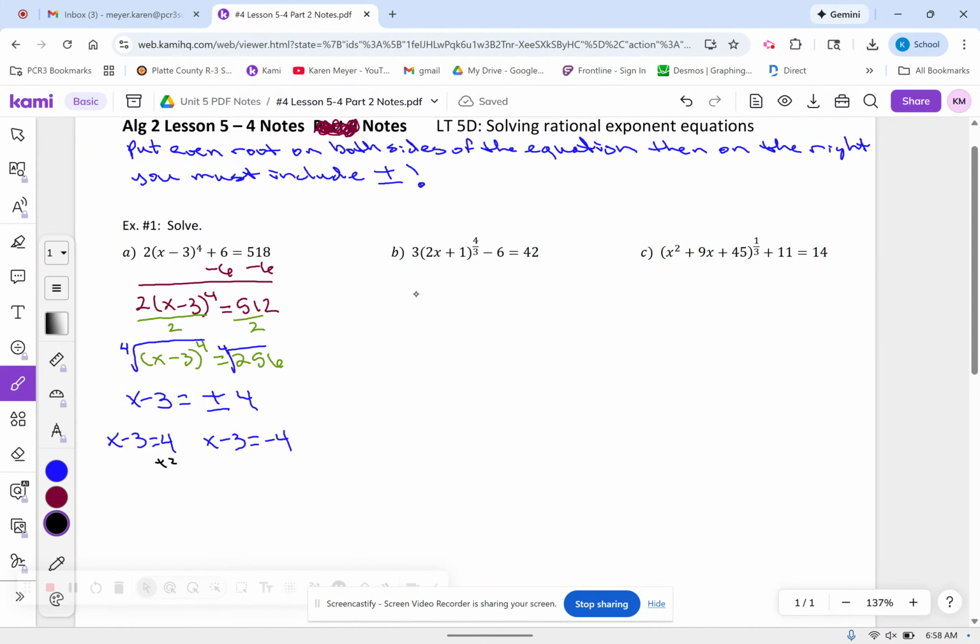So we're going to add 3 on both equations. So we get x to equal 7 and x to equal negative 1, and those are my 2 answers. We are done.